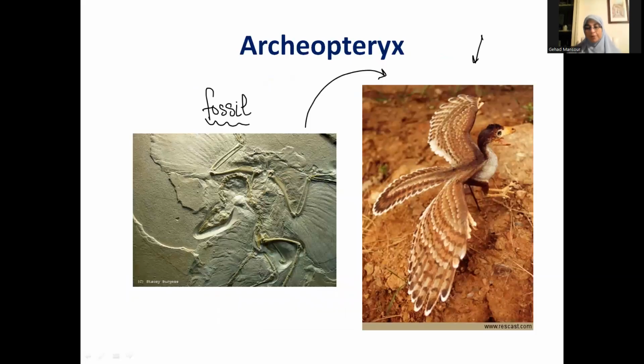So you can see from the diagram that the Archaeopteryx has a beak like birds, and at the same time it has a long tail like reptiles.